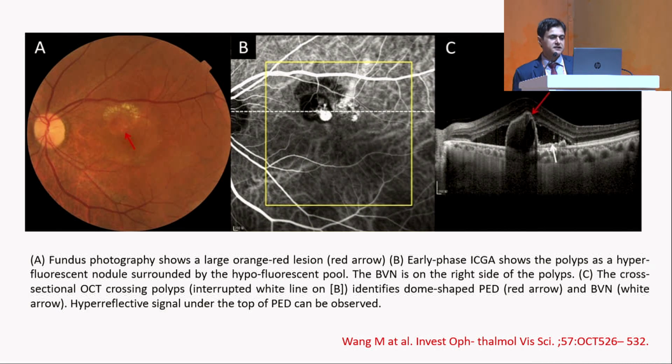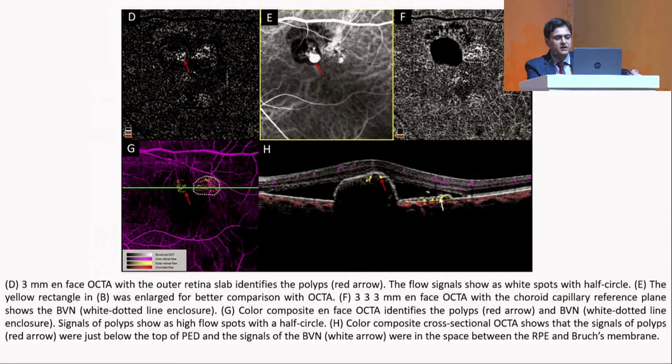So this is just a comparative study that was done, in which you can see on an ICG there is a polyp which is present, there is a large PED, and the polyp can be seen just underneath the PED. So now we'll compare this image with the OCTA images. When we do an OCTA, we can see that on the outer retina slab there is no well-defined membrane, but we can just see the formation of a half ring.